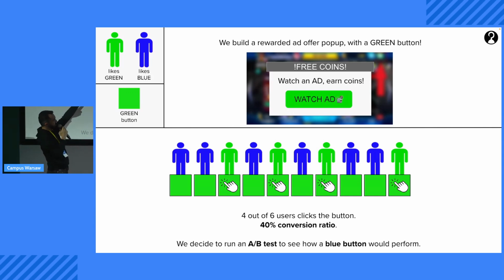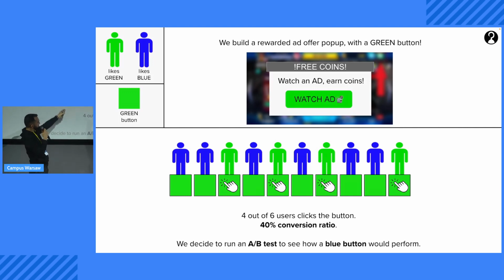We do this dialog, we release it to all users. And because of the distribution of our users and their preferences, we basically see here that 4 out of 10 users click the button, right? This is a typo there. And this means that we have a 40% conversion ratio, which is great. But of course, we want to do better.